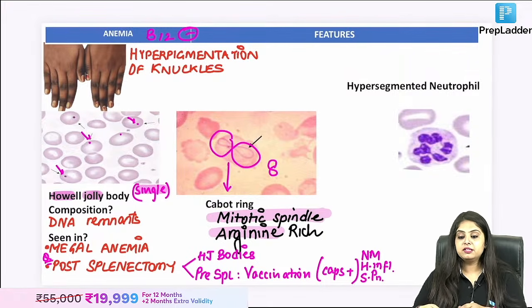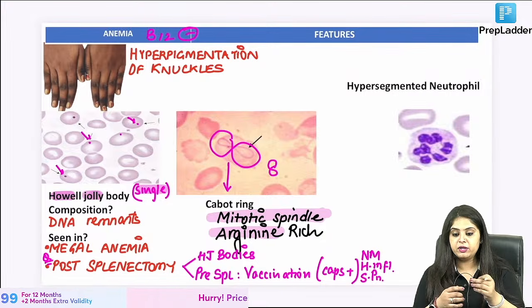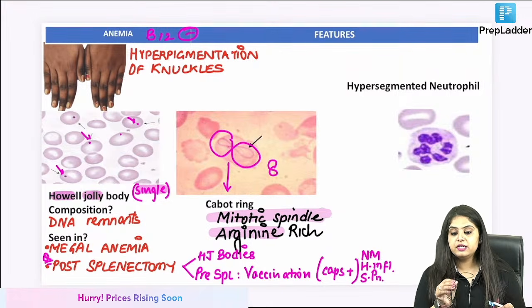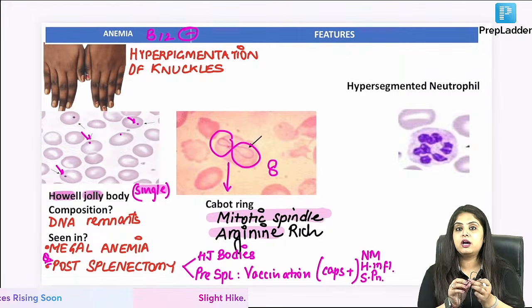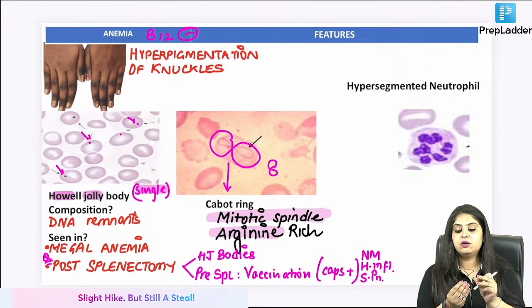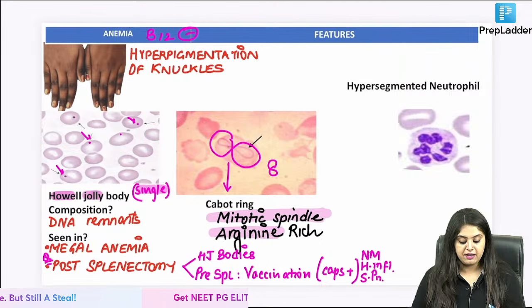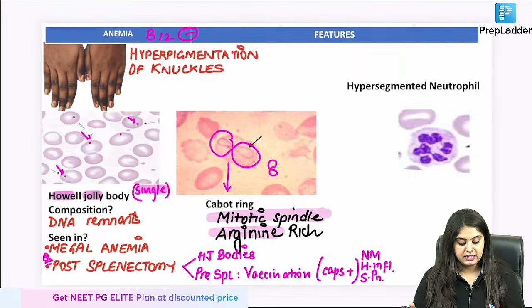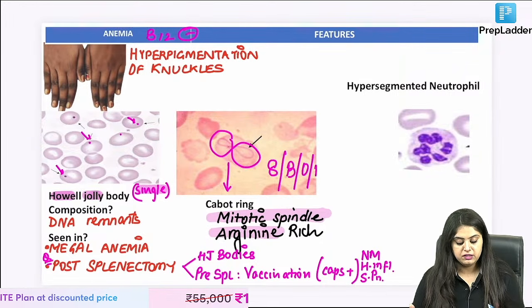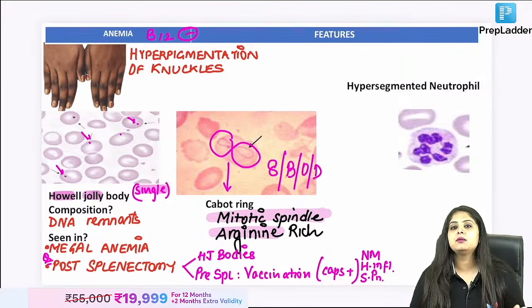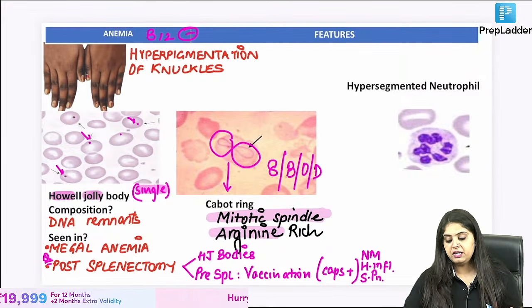If a thread, for example, this is the wire that I have of this mic, and I hope I don't ruin it, but I can now twist it and turn it in any direction. I can make a round out of it, I can make an 8 out of it, whatever imagination I have. So this can be of any shape. It can be 8, it can be B, it can be 0, it can be D. So Cabot ring ka shape can be anything. It is a mitotic spindle.